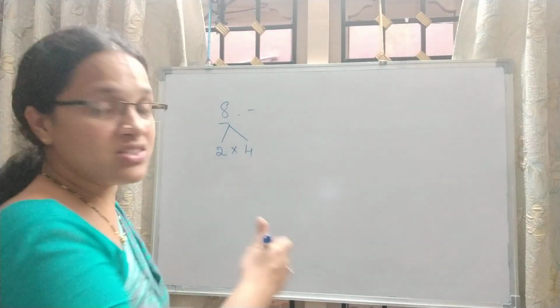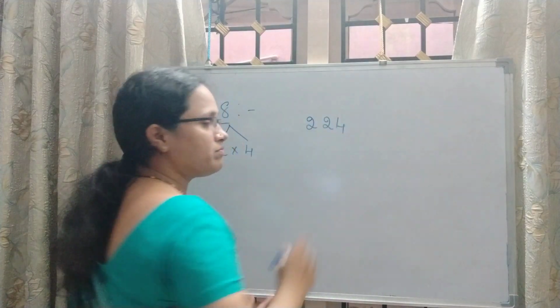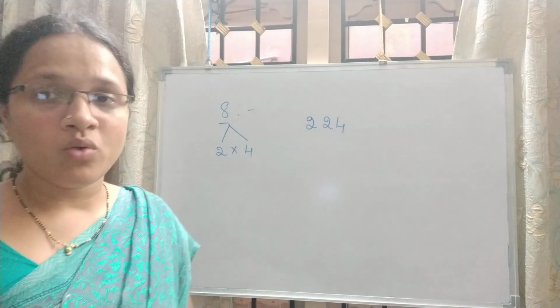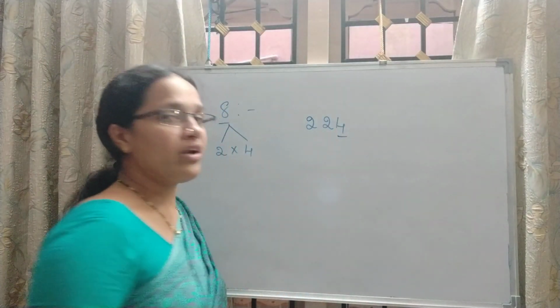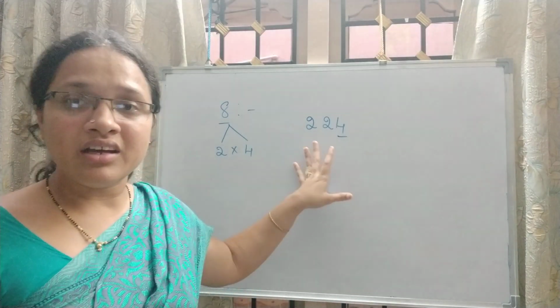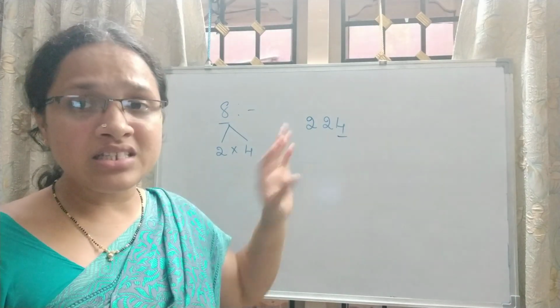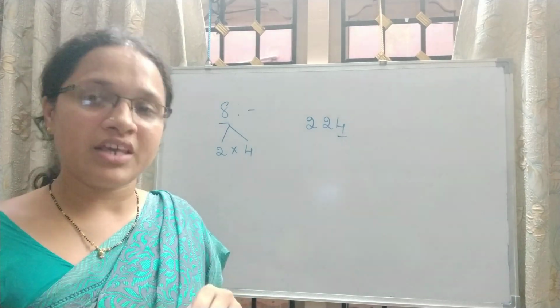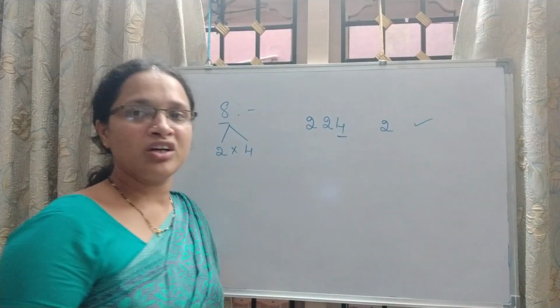So let us take one number here. 224. If I take the number 224, what is the last digit present here? Right, 4. Yes. So as there is a digit 4 in the last place of the given number, it means, is it divisible by 2 or not? Yes, it is divisible by 2. It satisfies the divisibility rule of 2.